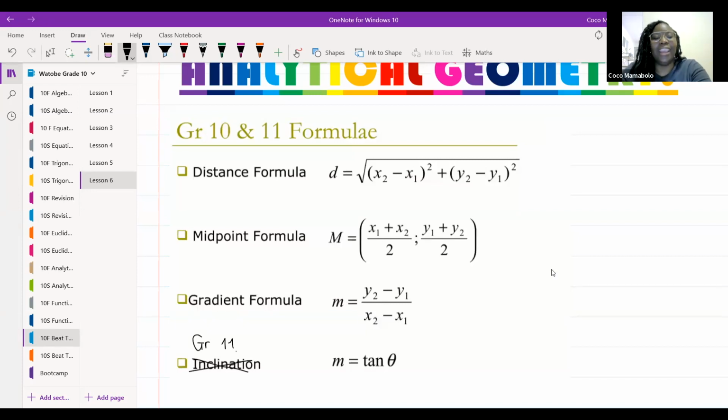Princess is like, yeah, don't worry. I won't be asking questions about angle of inclination. Although, guys, have we seen this before? Have we seen tan before? Have we seen tan of theta before? Come on, guys. We have.